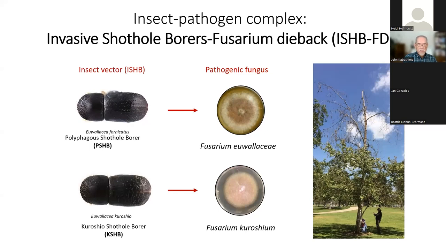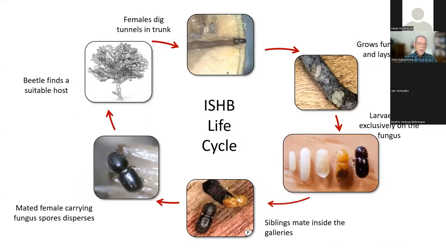So the vector and the pathogenic fungi have this life cycle based on the beetle carrying the fungus. So what happens is the beetle, it's the female. The males don't leave the tree usually. They don't fly. The females will find a tree, they'll start a tunnel, and on the tunnel walls, they will actually grow the fungus. And once they lay their eggs and the eggs hatch, they'll feed on the fungus on the walls, as will the adult female.